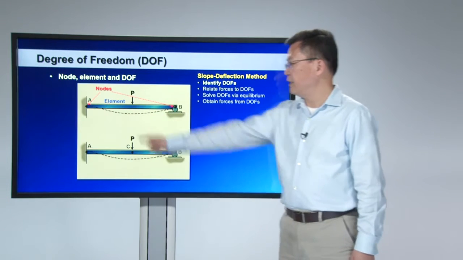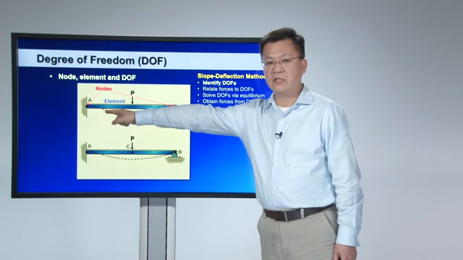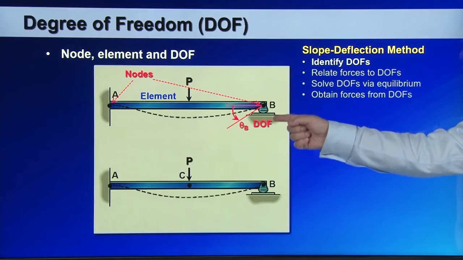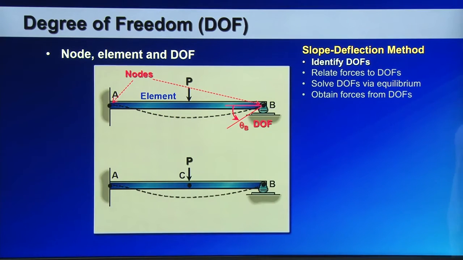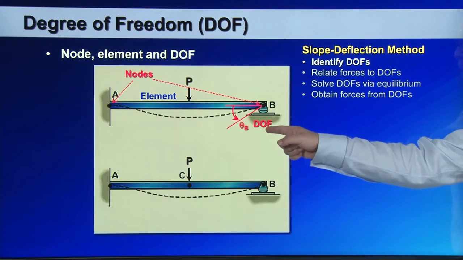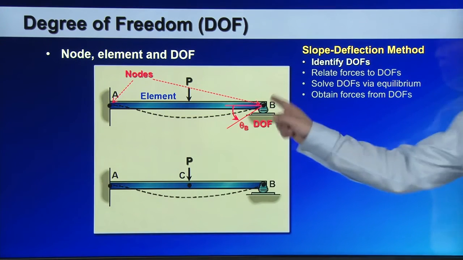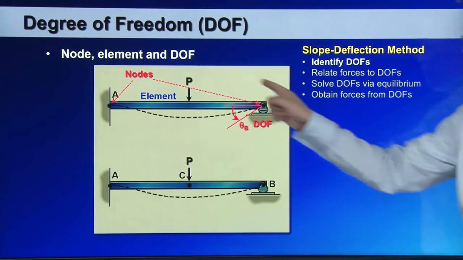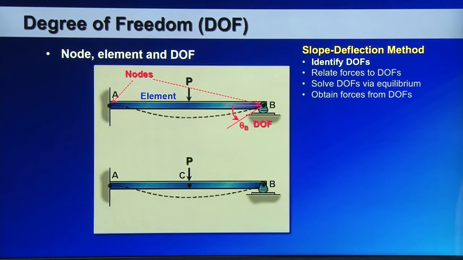For instance, node A is a clamped end, so there's no displacement and no rotation angle. At node B, it's a roller support, so there's no displacement, but there's a rotation angle. This rotation angle is called a degree of freedom. So as a result, if I model this beam by one element using two nodes, then I will end up with 1 degree of freedom, which is theta B.